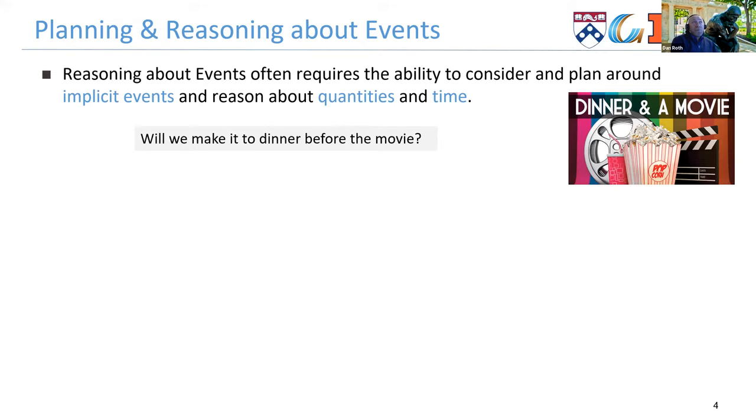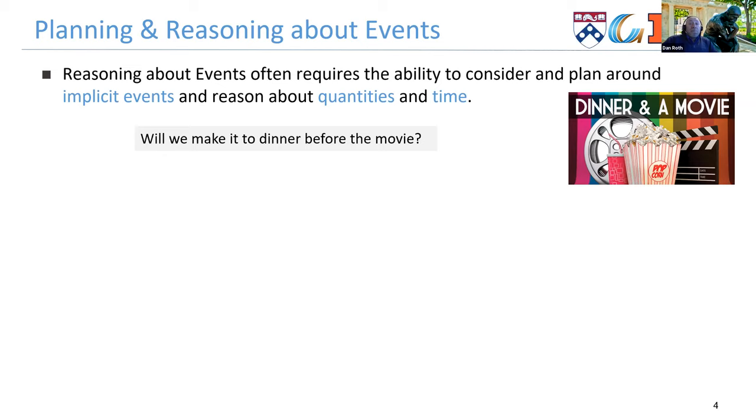So you have to know what the time is now. You have to know when is the movie. That's easy. Perhaps you need to infer how long it takes to drive to the movie. That's also quite easy today. But how long does dinner take? It probably depends on the type of dinner. Moreover, it depends on where we're going to go for dinner.